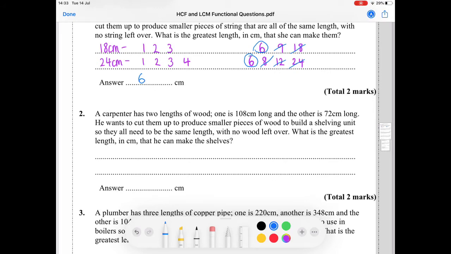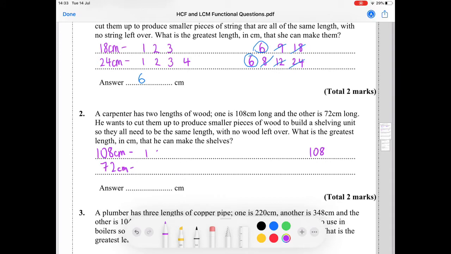So a very similar sort of question, just with different numbers this time. So we've got 108 centimetres and we've also got 72 centimetres. Okay, so let's start with the 108. We're going to have 1 and 108. And I'm going to guess that we're going to have quite a lot here because we've got a big number, 108, so I've left myself lots of room.